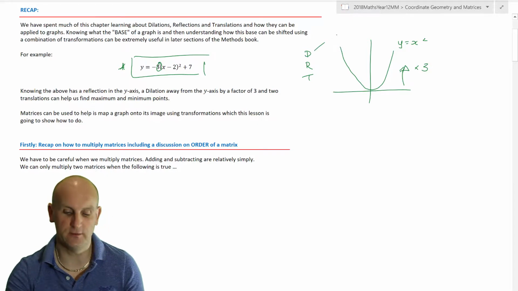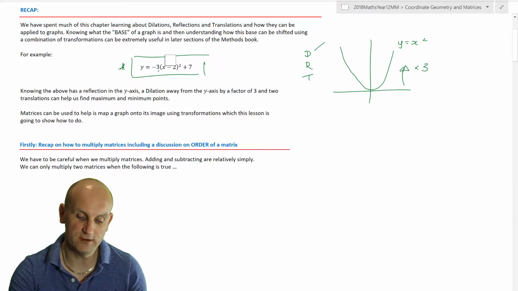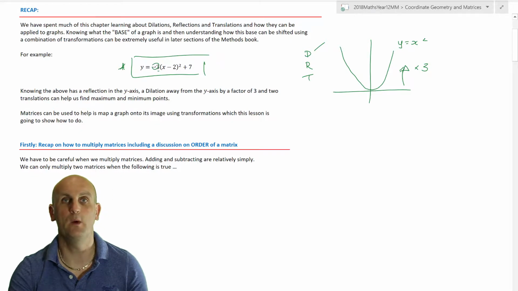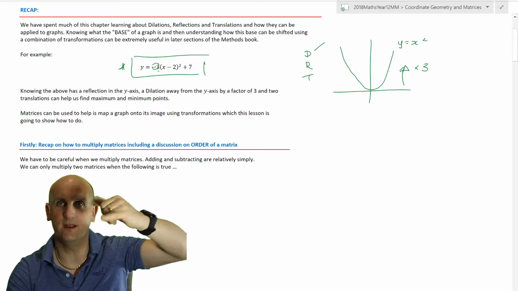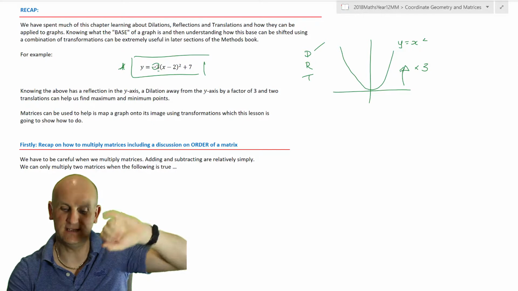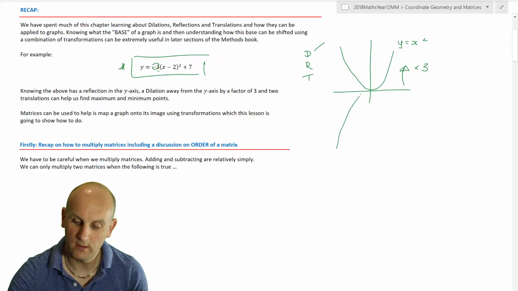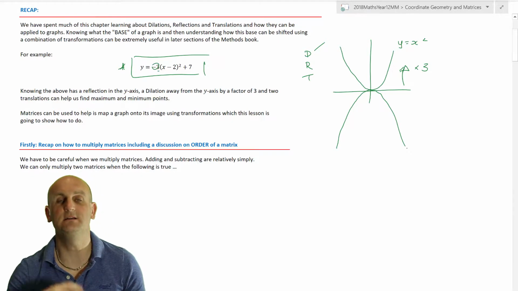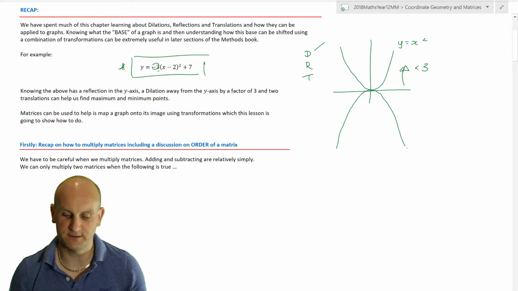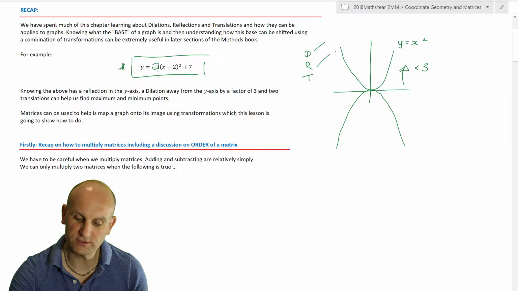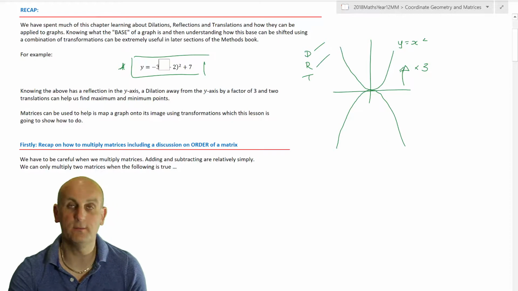Are there any reflections? Well, yes. The minus sign in front of the 3 is a reflection. It reflects it in the x-axis. So having done that, I will flip my whole graph that way. So it's 3 times bigger and it's now been flipped. Are there any more reflections? Nope. And so I'm now going to do all my translations.